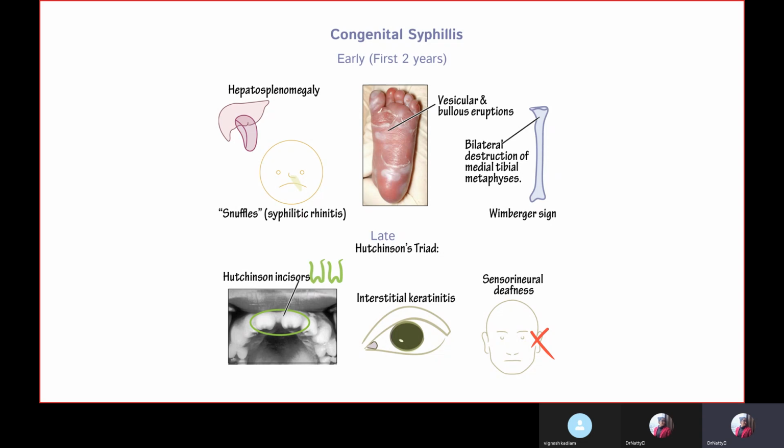The early manifestations of congenital syphilis include syphilitic rhinitis, hepatosplenomegaly, vesicular or bullous eruptions on the leg, and something called rhagades. Rhagades are radiating scars present around the mouth, nose and anus. This is another feature of early congenital syphilis.